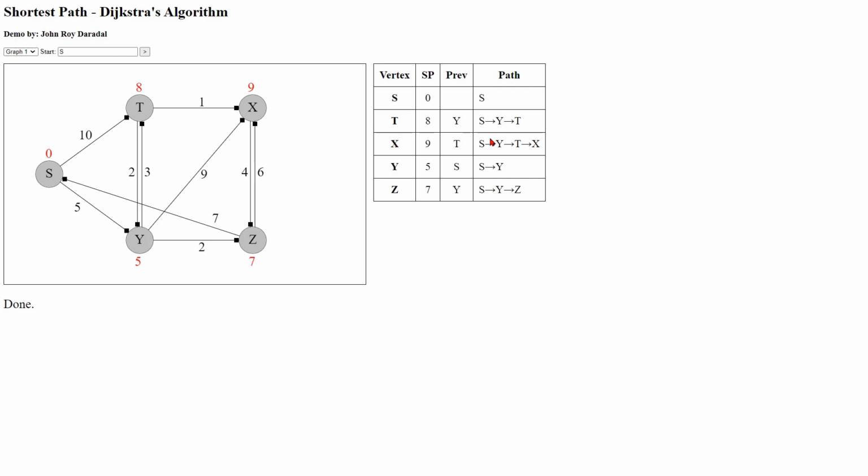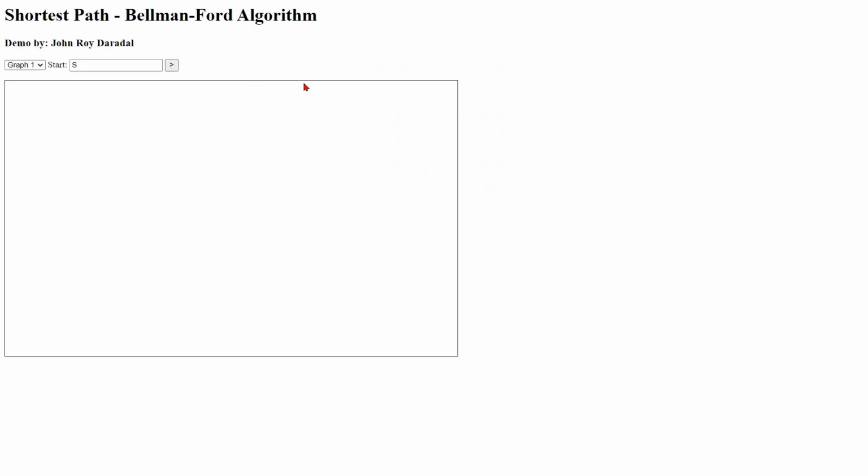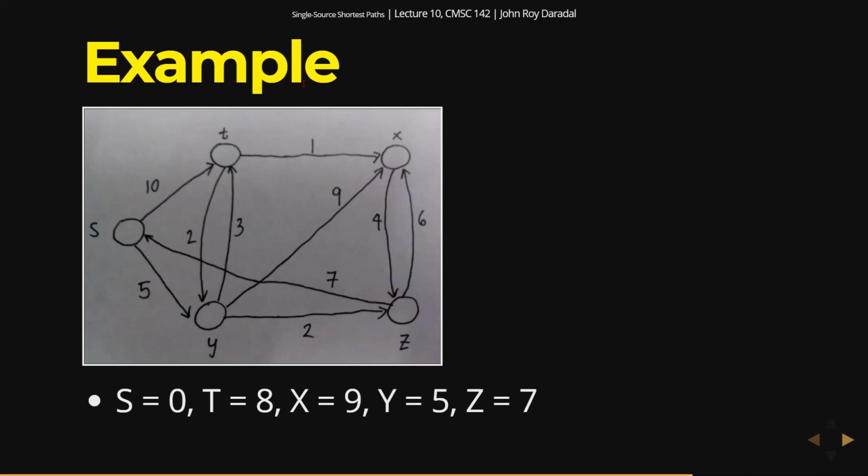And for X, the same thing. So X, previous of T, and then the same thing. So it's T, X, T, Y, S, and then reverse it, right? So for Y, previous of S, so SY. And then for Z, previous of Y, Y, previous of S. That's why you have SYZ as the path. Okay? So that is how Dijkstra's algorithm works. Okay? So this is the final answer.